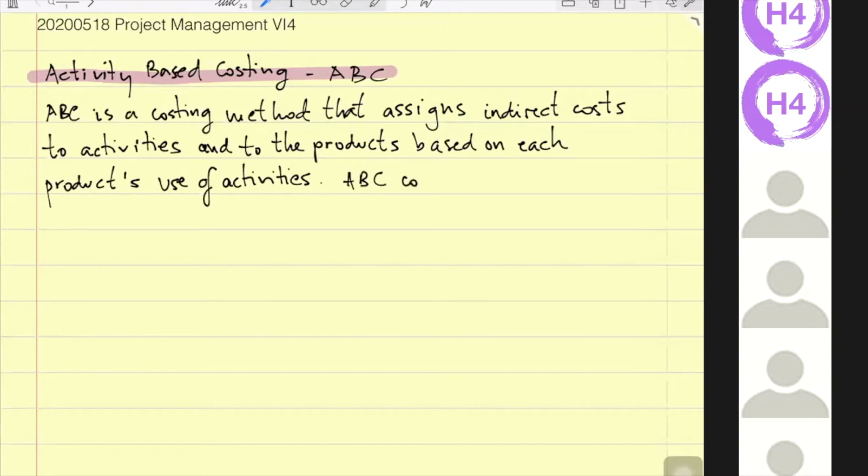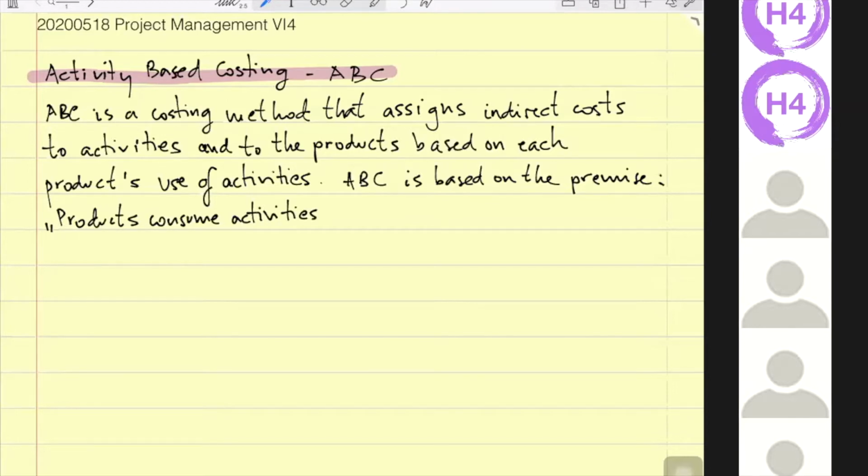Activity-based costing is based on the premise that products consume activities, and activities consume resources. Okay, this is a definition.